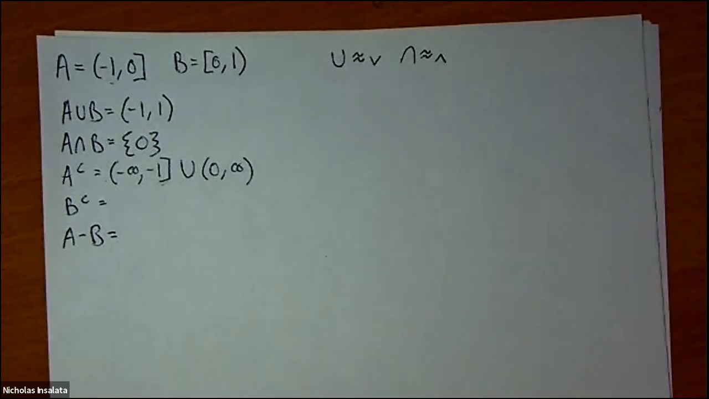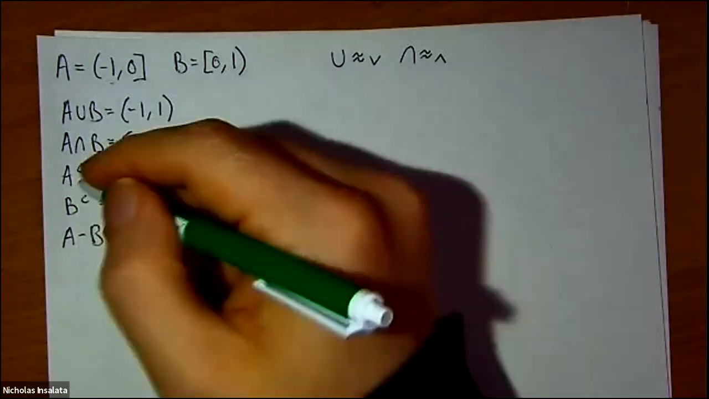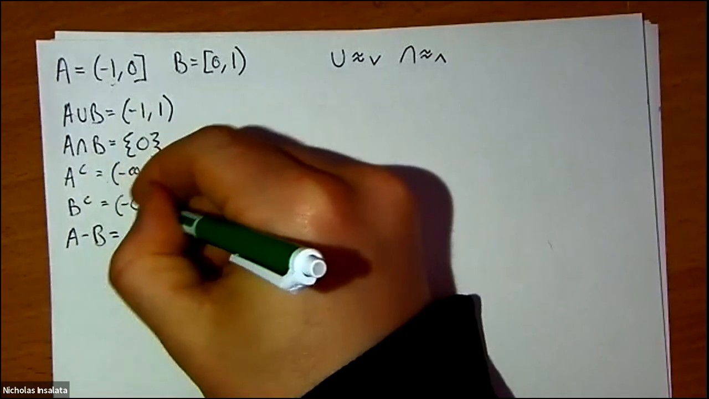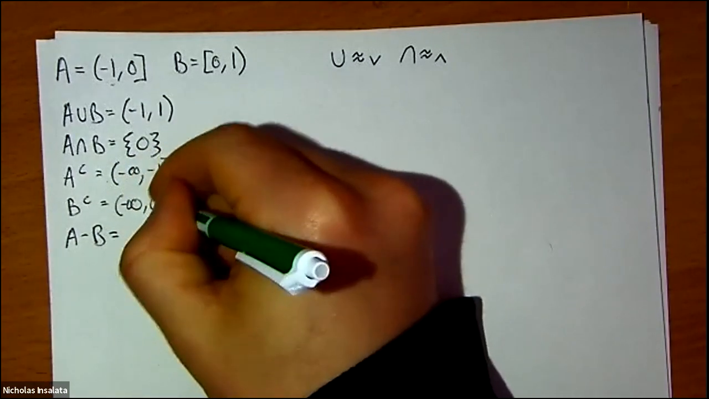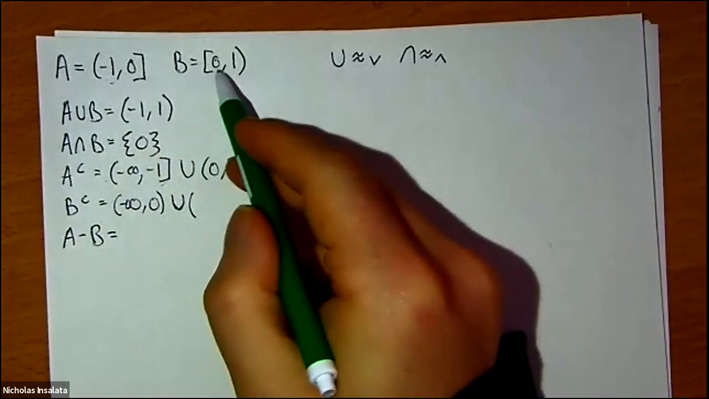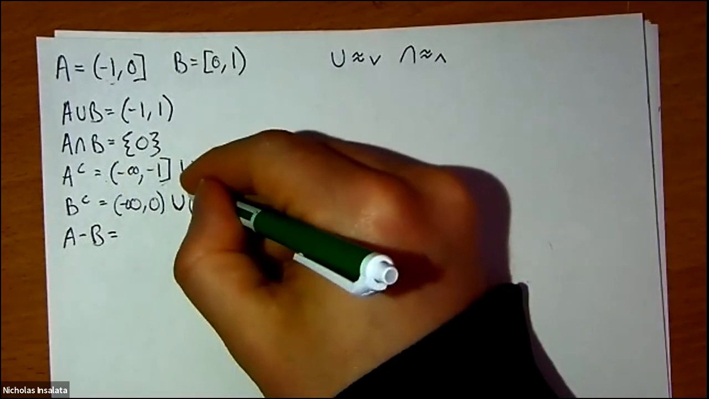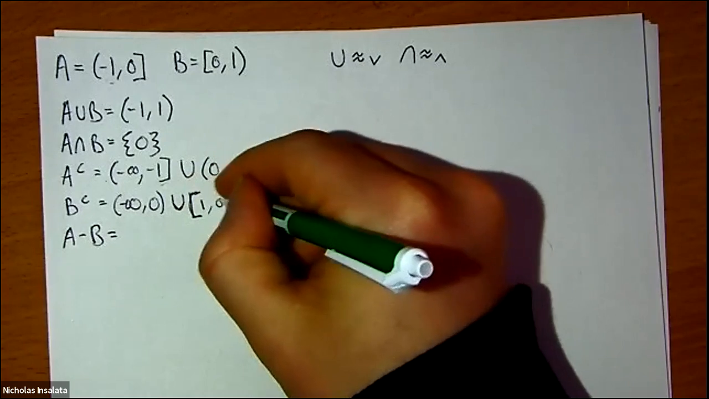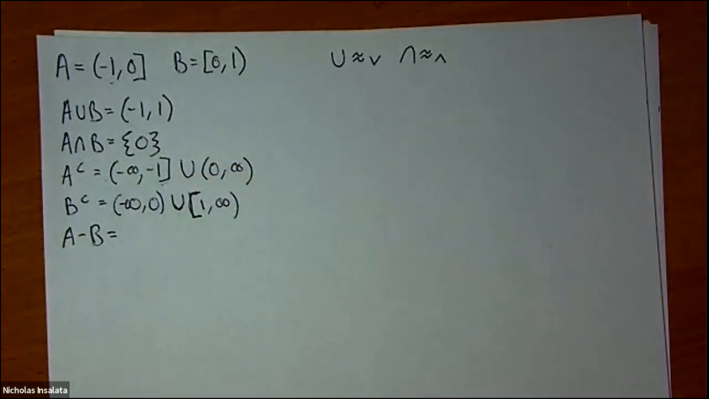Okay, how about B complement? Okay, open from negative infinity to 0, open, union with 1, which is closed, 1 to infinity open. Cool. Very good. Yeah, great, Andrew.